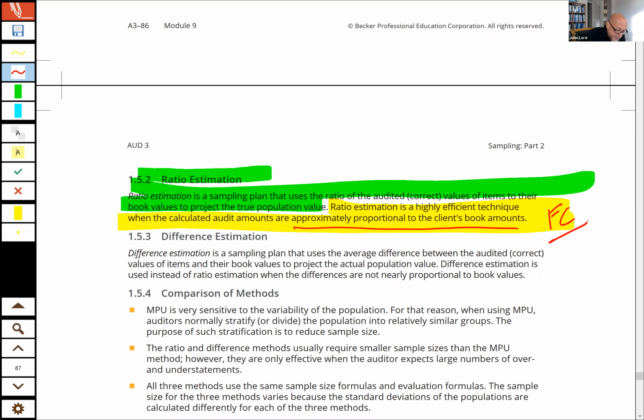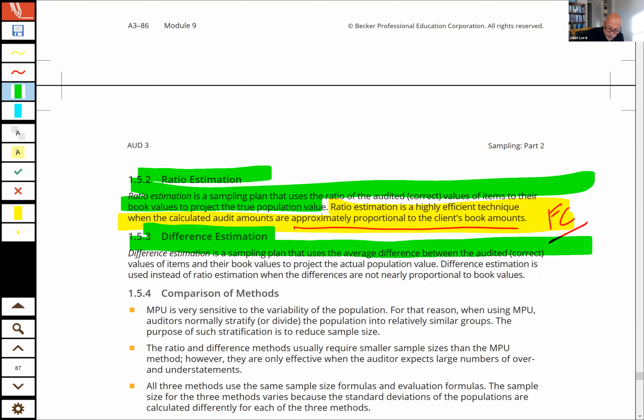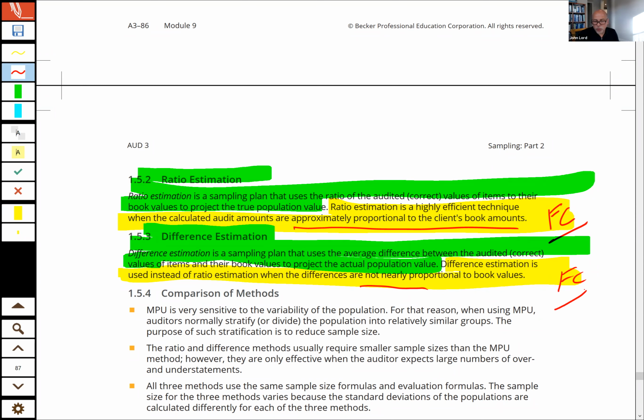Flashcard that. Difference estimation. Difference estimation, sample plan that uses the average difference between the audited, which are the correct values. Once we've audited something and we come up with the correct value through our audit process, then for difference estimation, we would compare that to the book values. And they tell us that difference estimation is used instead of ratio estimation when the differences are not proportionate. So if you have the difference versus ratio, you would use difference if you believe that your misstatement is a little higher. Okay, good.